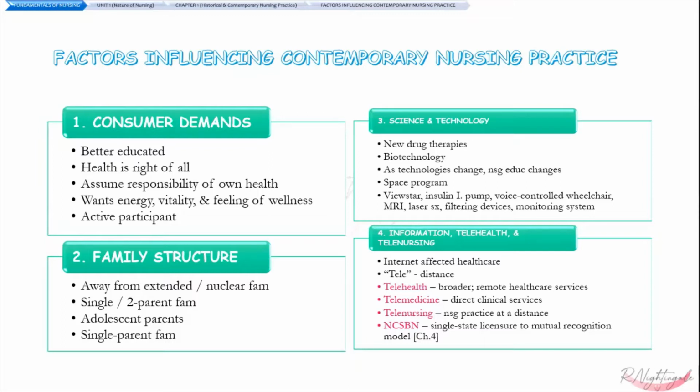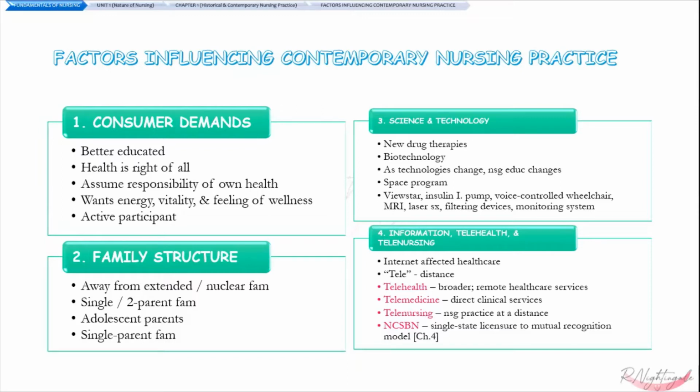Nurses engaged in telenursing practice continue to use the nursing process to provide care to clients, but they do so using technologies such as the internet, computers, telephones, video teleconferencing, and telemonitoring equipment. Telenursing continues to grow, especially in home healthcare and in rural communities.